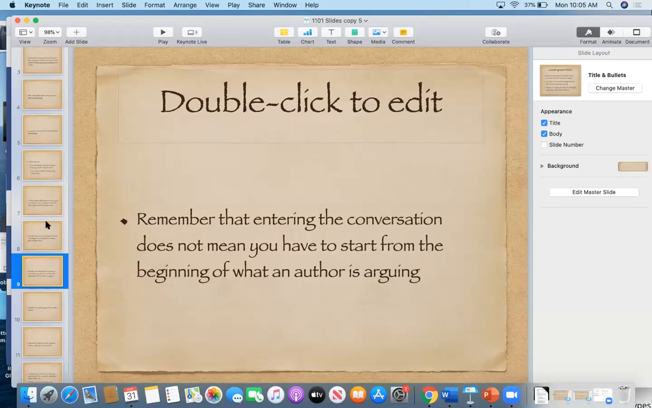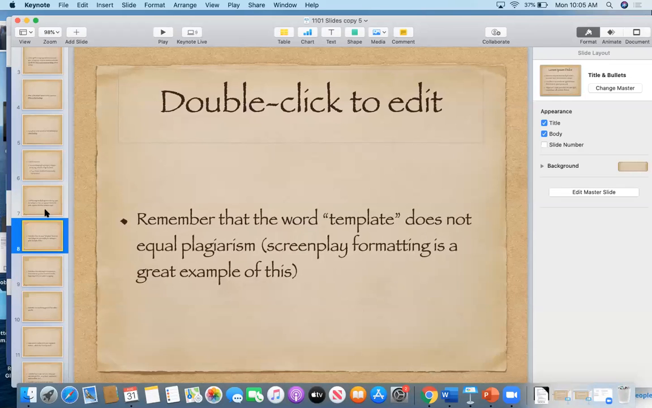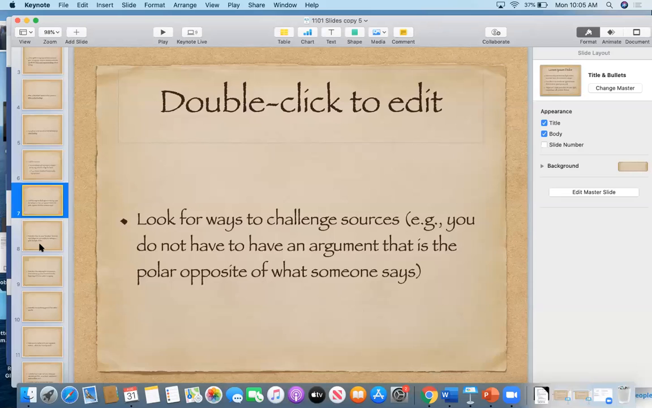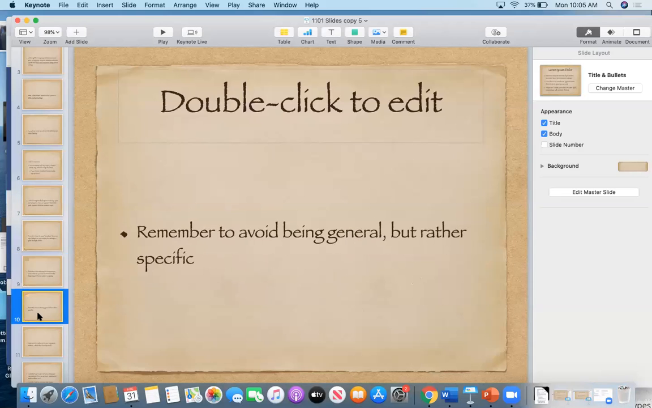Okay, we might come back to a couple of these slides here, but remember to avoid being general, but rather specific. So once again, in high school, for instance, you might have a paper that talks about women's rights or something like that, and do a whole paper on that. Well, that's fine, but that's a little bit more of a general topic for college.